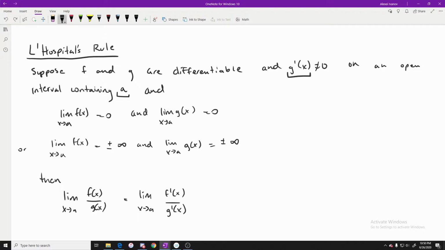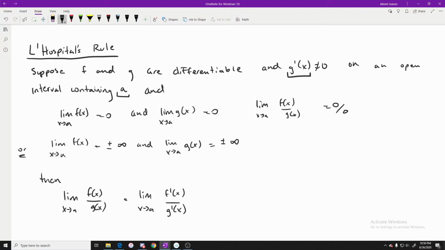Then we say that if the limit as x approaches a of f of x and of g of x are both equal to 0, meaning that if we were to take the limit as x approaches a of f of x over g of x and plug this in, we would get 0 over 0, then this would be an indeterminate form.